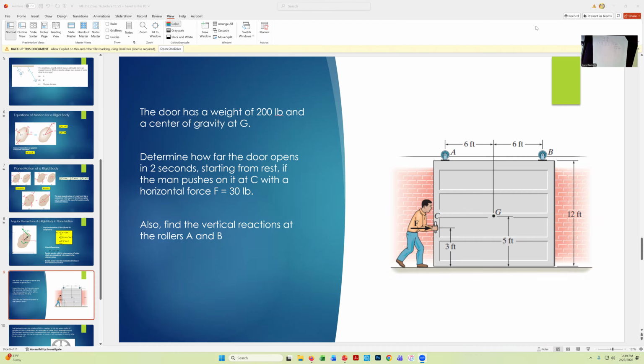if pushed from rest for 2 seconds at a force of 30 pounds, and that's more just a simple F equals ma. But the part that's pertinent to this chapter is finding the vertical reactions at the rollers A and B. So pause this, write it down. This problem is also in the course notes for last week, which should have extended to Friday. So take a look, and now let's go ahead and try to solve it.